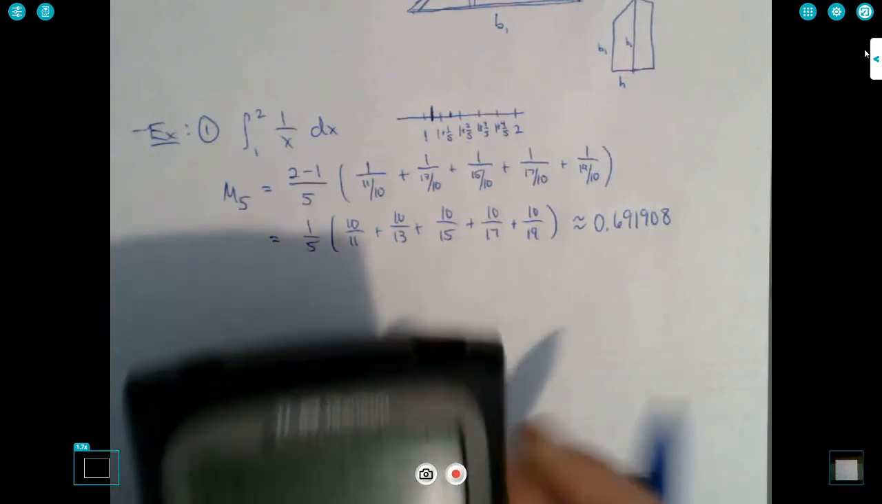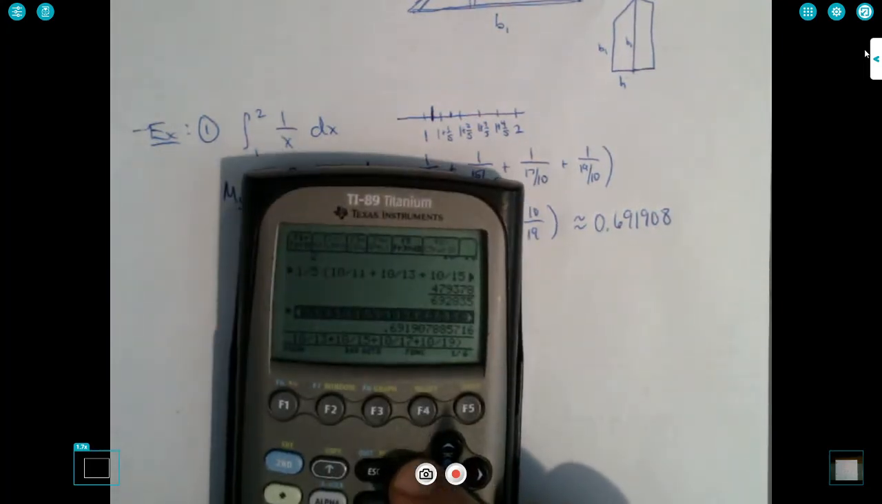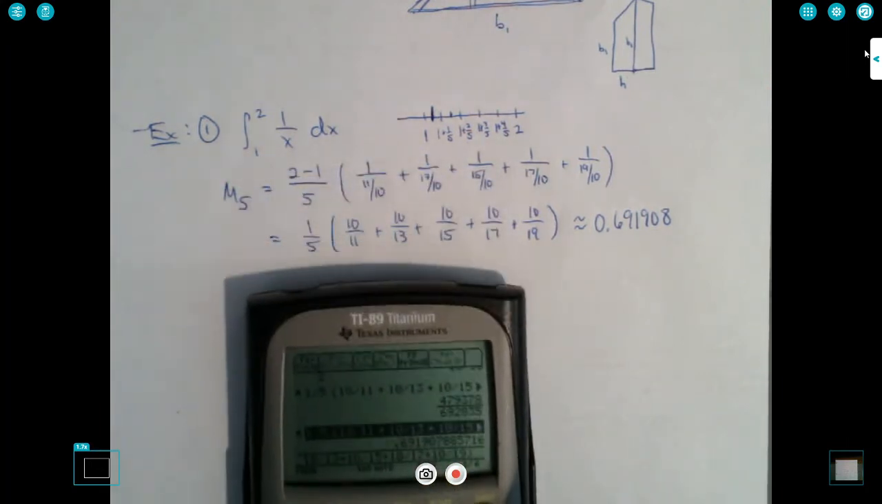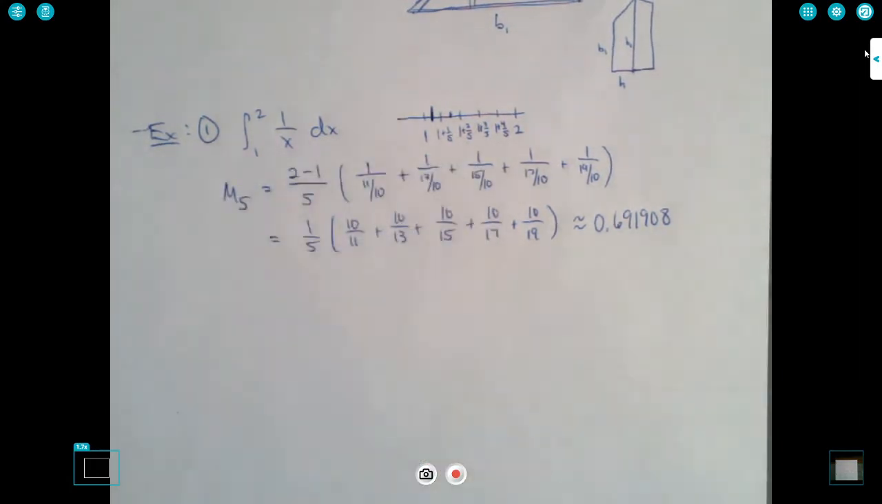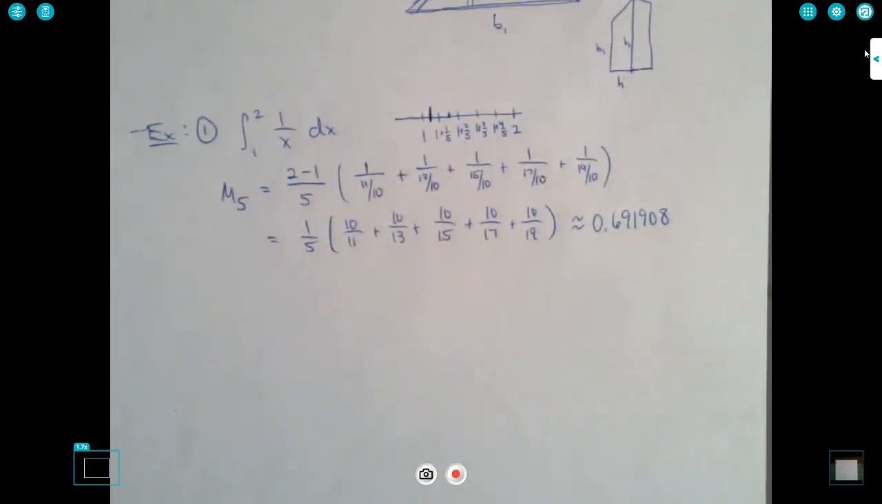I'm just double checking. Let me show you what I put into my calculator so that if I made a mistake, you can see what the mistake was. That's 1/5, 10 11ths, 10 13ths, 10 15ths, 10 17ths, and 10 19ths. So that's that.